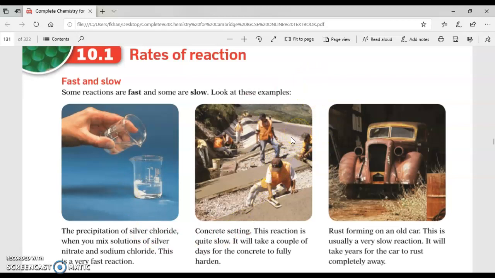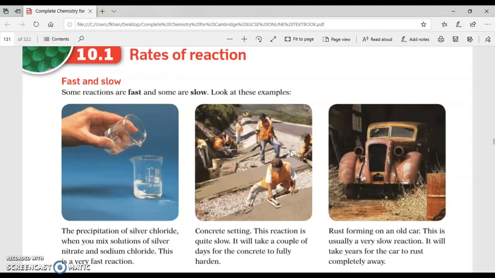Now, if we look at a rather slower reaction, one would be concrete setting. We have a lot of skyscrapers, a lot of buildings that are being built in and around the UAE at the moment, and that reaction is actually quite slow. We've studied cement and its raw material, limestone. Concrete setting is a process where you're making a hard substance, and you use cement, sand and gravel, and you mix it up with water to form concrete, and you then let it set, and it's a great material for us to build highways and buildings with. The reaction is quite slow. It will take a couple of days for the concrete to fully harden.